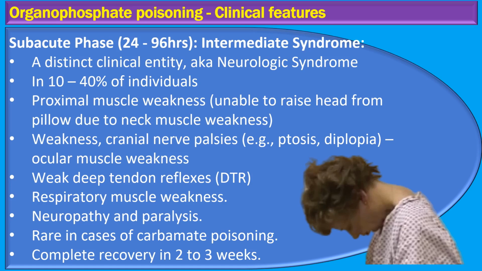Now, what predisposes someone to this intermediate syndrome? It seems that exposure to an organophosphorus agent with high fat solubility is a key risk factor. Additionally, receiving insufficient doses of oximes, which are antidotes for organophosphate poisoning, may also contribute to the development of this condition. Interestingly, this syndrome is a rare occurrence in cases of carbamate poisoning. The good thing is that with the right supportive care, which may include extended mechanical ventilation, the majority of patients recover completely from neurological impairments in about 2 to 3 weeks.